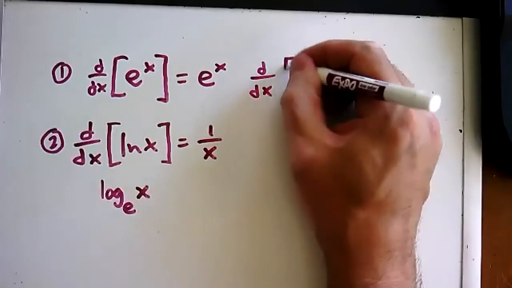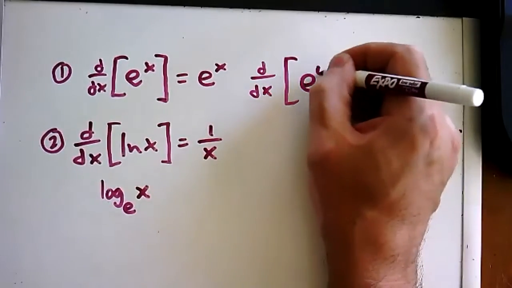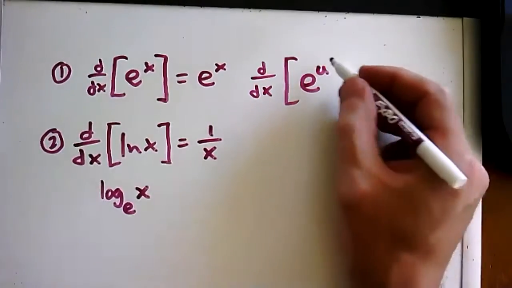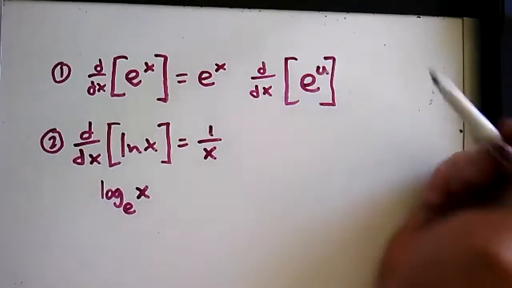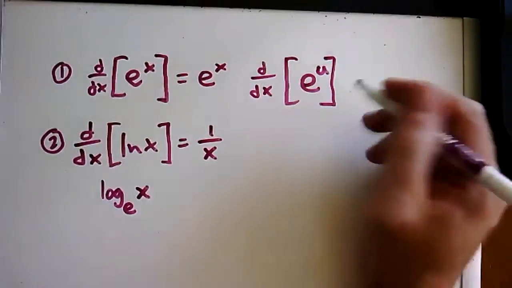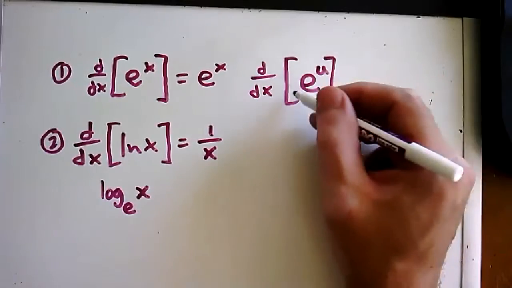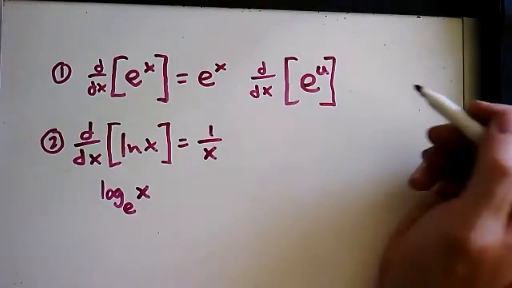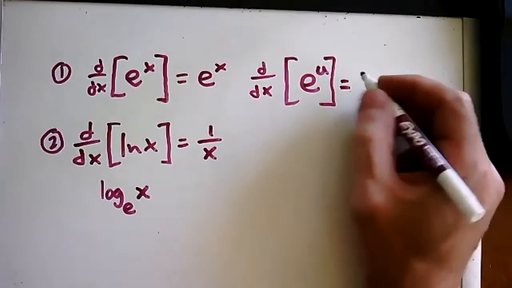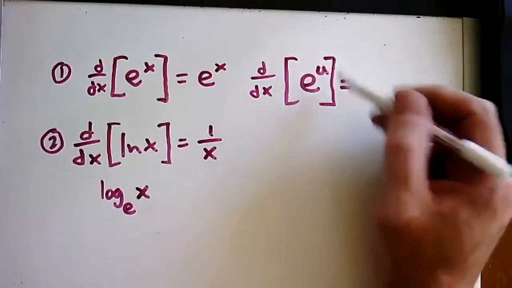So d dx of e to the u. Now, notice what I'm doing here. I'm using u as a placeholder for some function involving x's. So it could be like x squared plus 2, or it could be e to the x. We could have e to the x, or e to the ln x. Some other function is u here. Okay, so what does the chain rule say? Chain rule says take the derivative of the outside function.